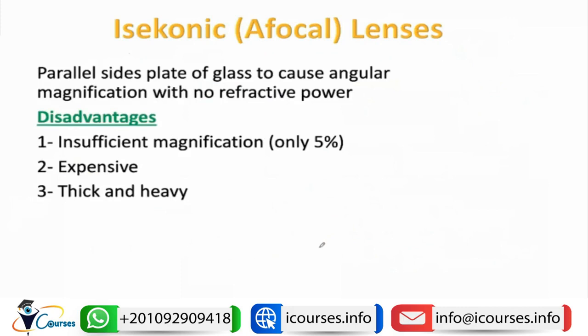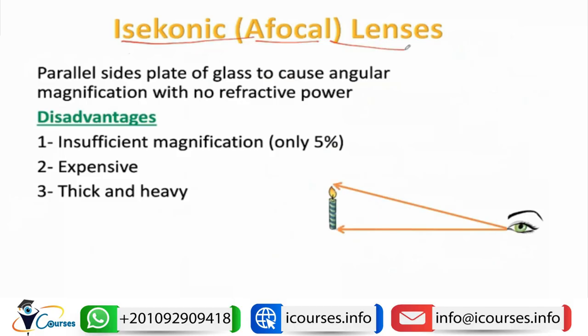Another method of correction of the difference in the retinal image size that is no longer used is called the isoconic lens or afocal lens. We also mentioned it in the last lecture. This is simply a parallel plate of glass that is placed in front of the eyes, and this parallel plate of glass will cause angular magnification but with no refractive power.